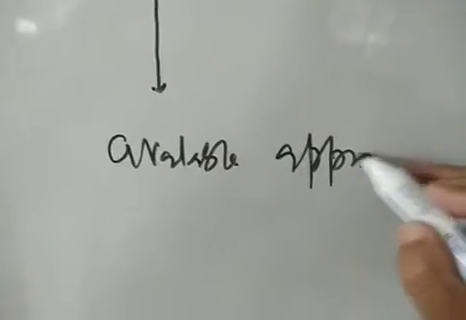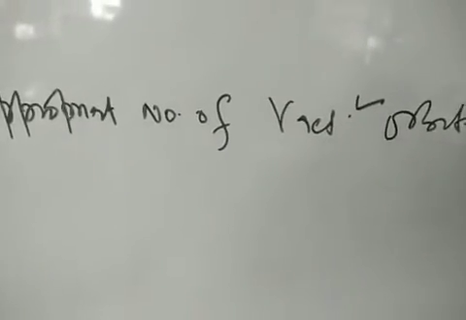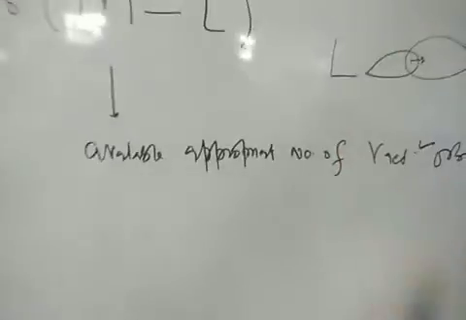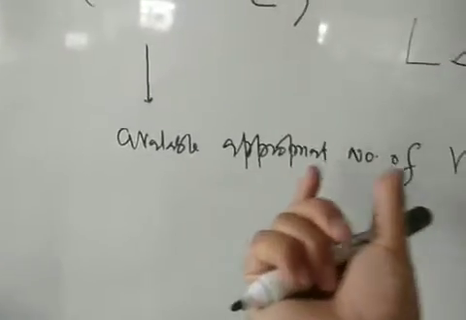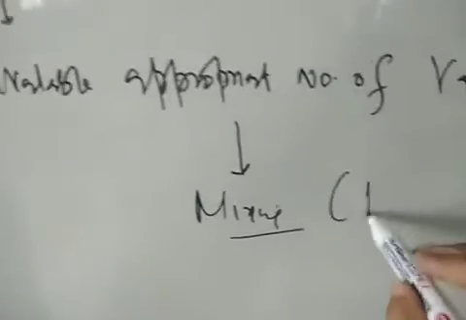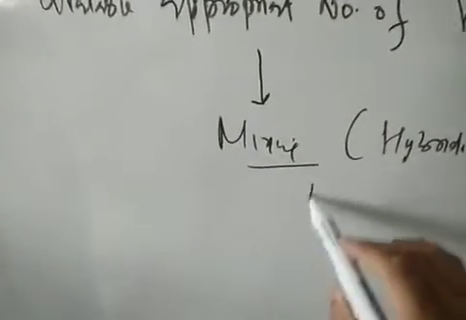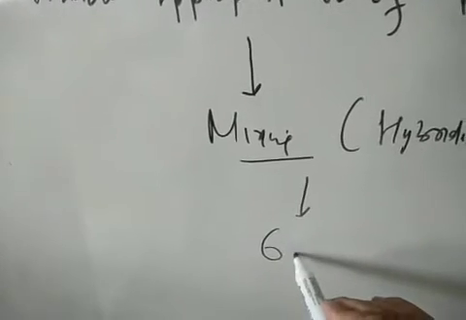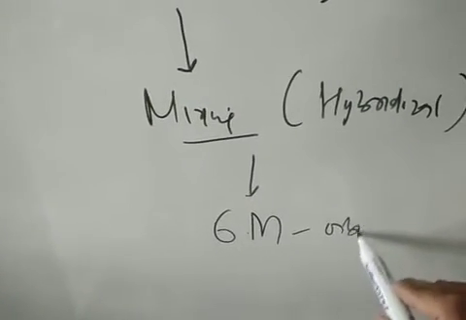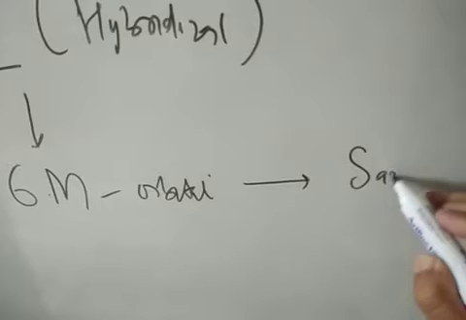Now the metal will make available the appropriate number of vacant orbitals prior to the overlap. When it has made available the appropriate number of orbitals, those orbitals undergo mixing, the process of hybridization. The result of this hybridization is that now we have 6 metal orbitals available, which are all of the same energy. This is the concept of hybridization.